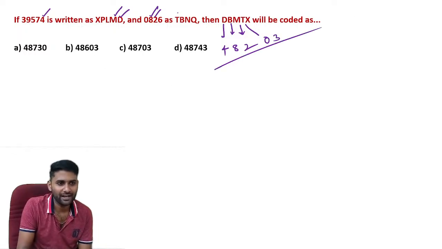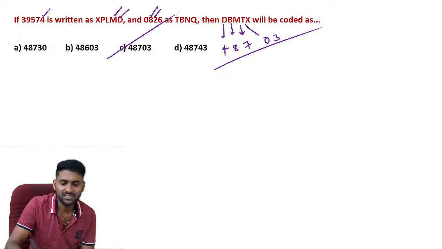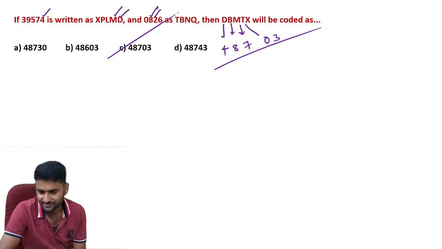So answer 48203. Sorry, I made a mistake again. Sorry, give me a second. M. M is 7. So the answer, 48703, is the correct answer. Very good.